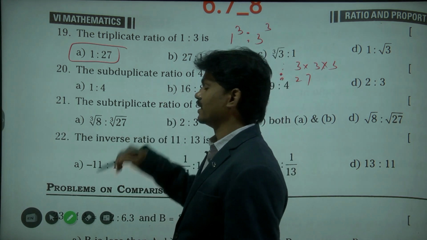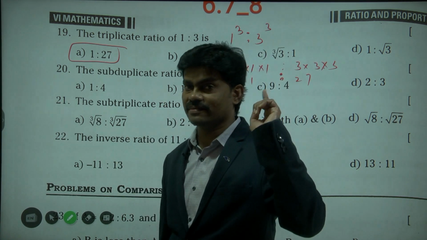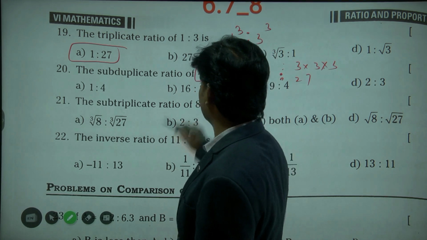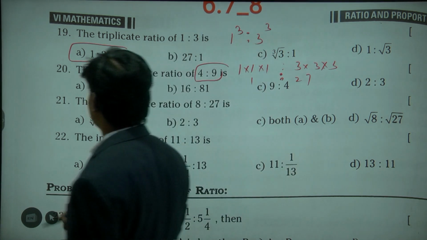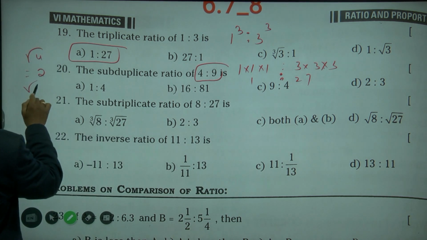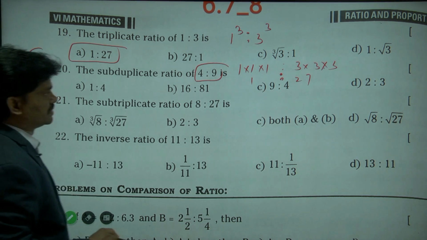Now subduplicate. Subduplicate is square root a, square root b. 4 and 9. What is the square root of 4 and the square root of 9? Square root of 4 is 2, square root of 9 is 3. 2 is to 3 is the answer.